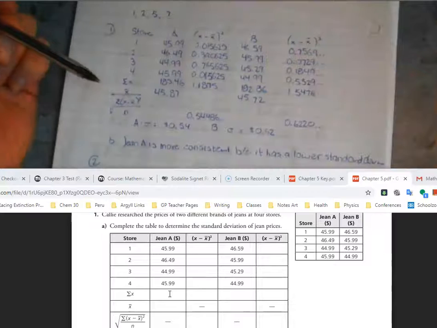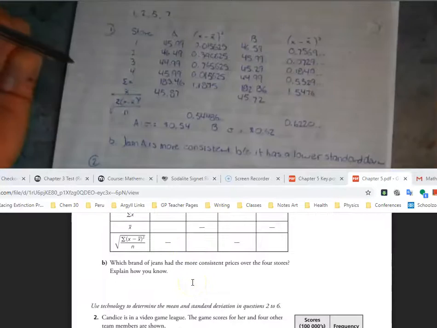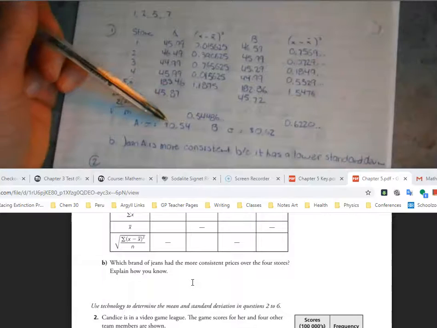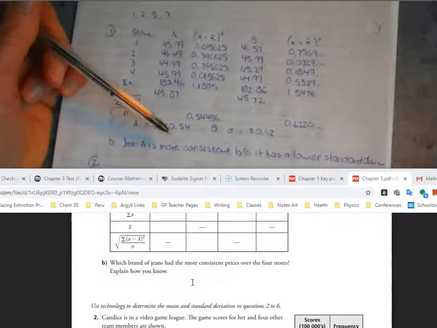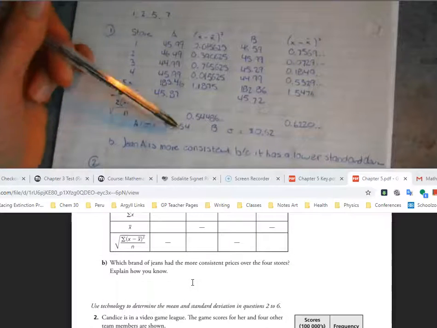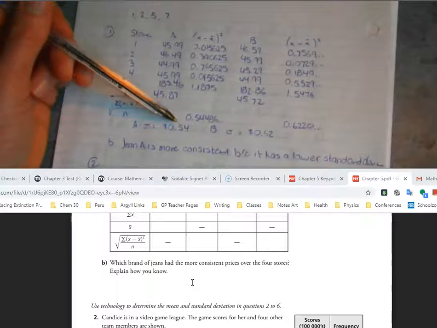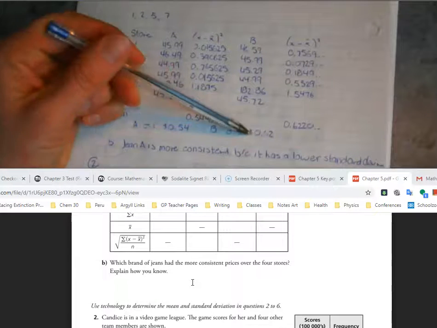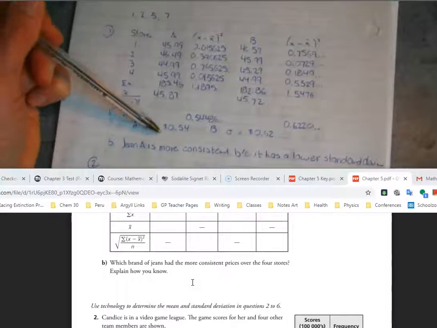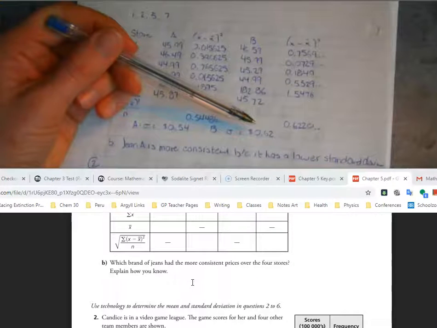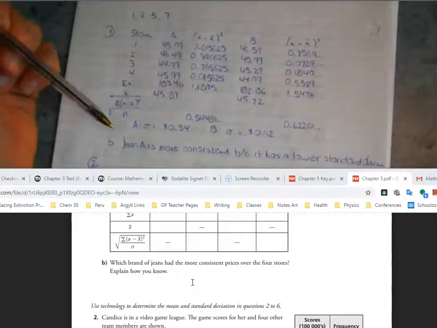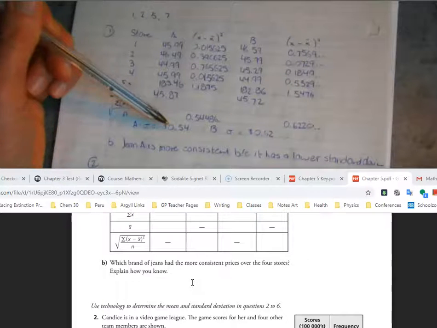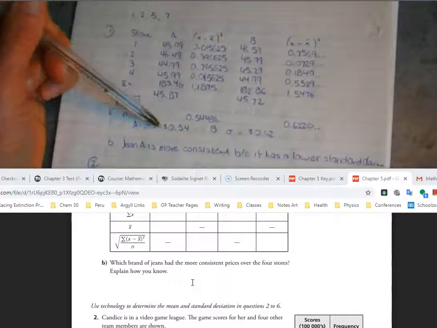Now the next little part of the question is asking you which brand of jeans had the more consistent prices. So remember, standard deviation is saying how different the prices can be from the average. Because jeans B has a difference of 62 cents and jeans A is only a difference of 54, we can say that jeans A had the more consistent pricing over the 4 stores. Again, you would say because it has the lower standard deviation.